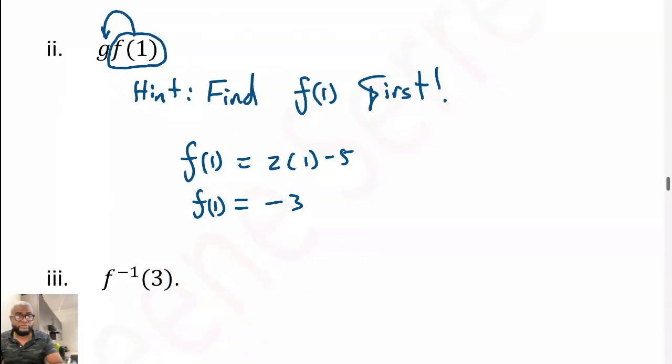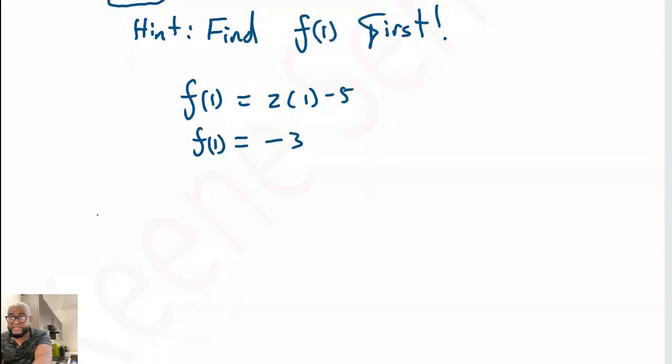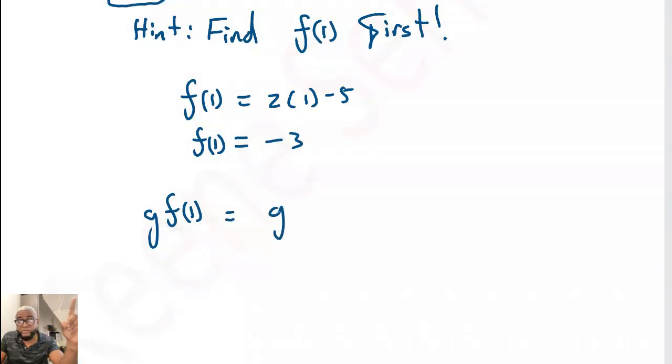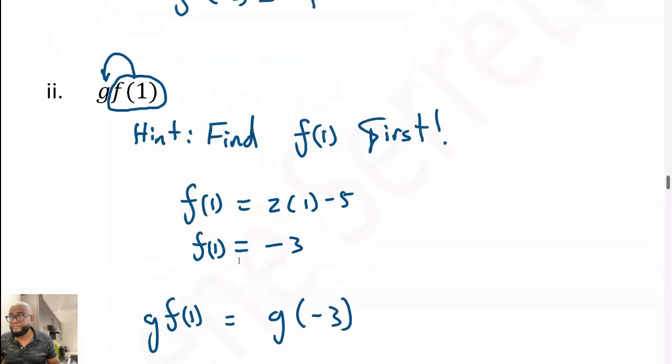Right? Let's go. So what should I put? I'm going to put this line here because this is basically what it means, right? They want us to find g f of 1. Stay with me. But this actually means g of -3. Everybody good there? All I want to find is g of -3 now. That's all.